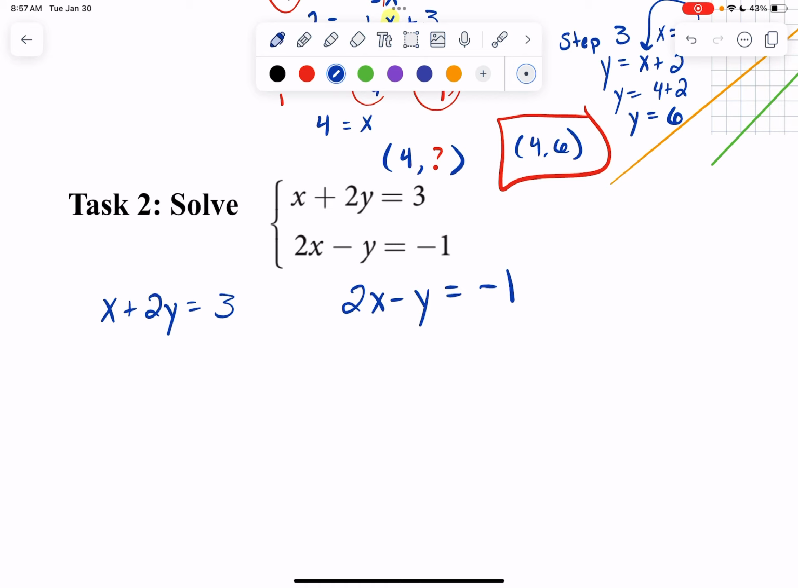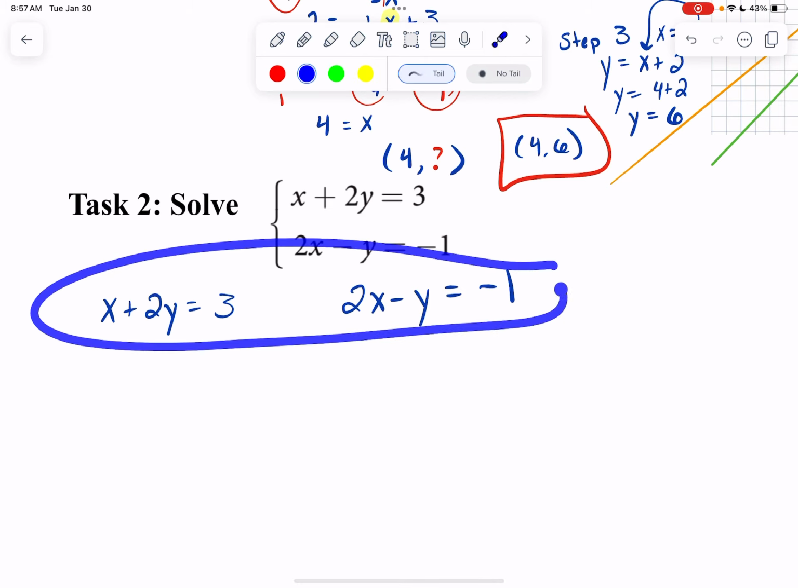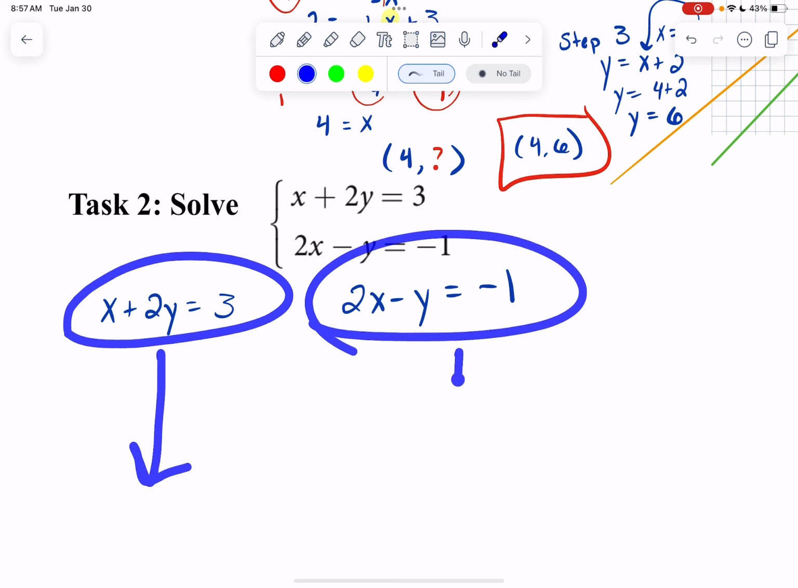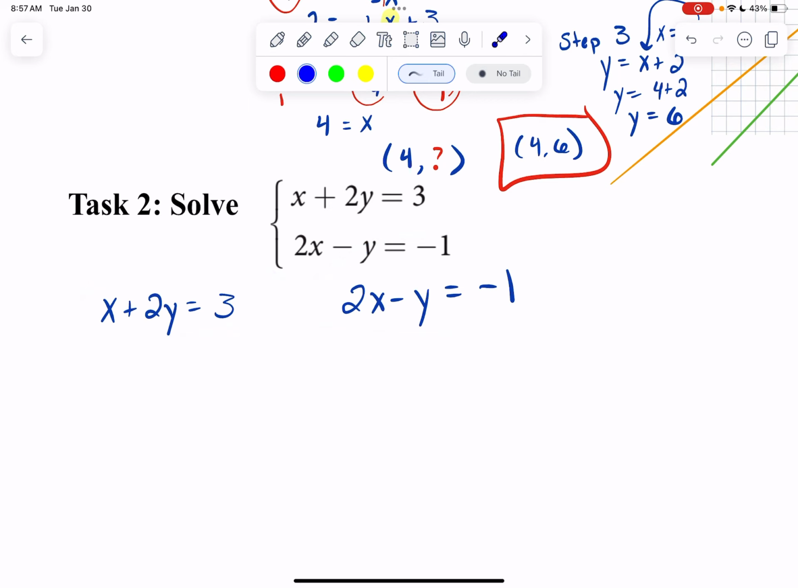So if I'm writing these on my paper, I write them side by side like this. That way I know if I'm dealing with this equation, I write under here. If I'm dealing with this equation, I write under here. It's a way of organizing your work. Okay, so I really suggest you do it that way.